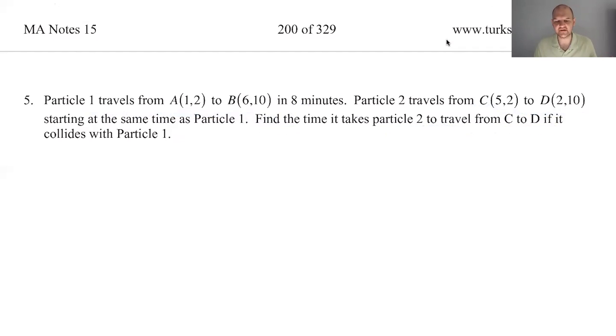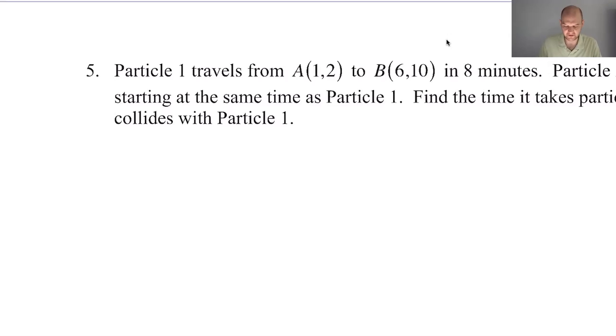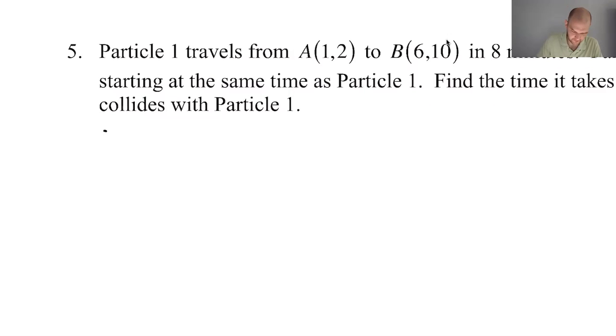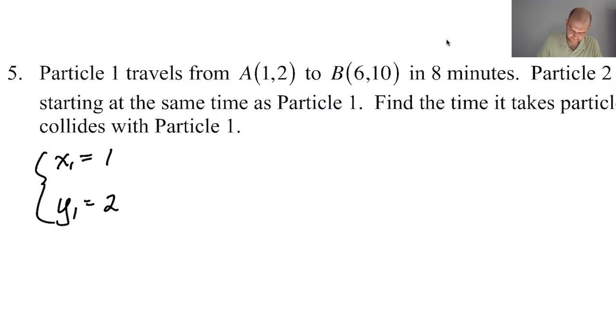All right, so we can do this in one of two ways. Well, we could do this in probably one of a million ways. Two ways that we've been doing it. So the first way, I'm gonna do the faster way, I think. So for particle 1, we'll have an x1 and a y1, right? And so particle 1 starts at 1, 2. X has to pick up 5 in 8. And then y has to pick up 8 in 8. And then it only is valid between 0 and 8.